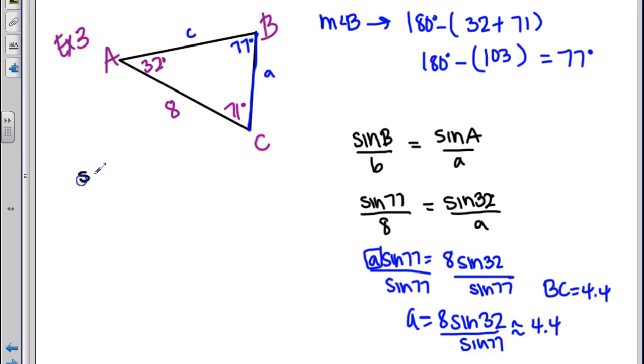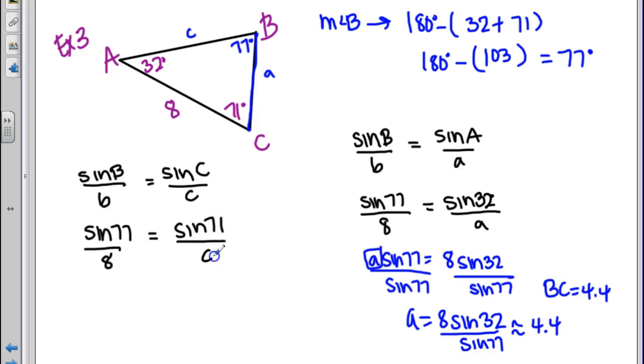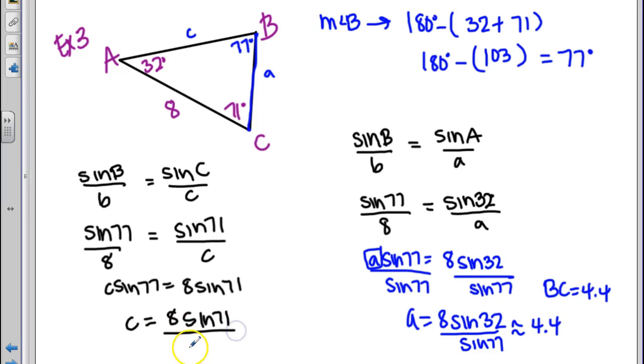All right, so we have sine of B over B is equal to sine C over C. Could I have used sine A over A with sine C over C? Absolutely, not a problem. All right, so sine of 77 over 8 is equal to sine 71 over C. And so I have C sine 77 is equal to 8 sine 71. C equals 8 sine 71 divided by sine of 77. That's a lot of sevens, isn't it?